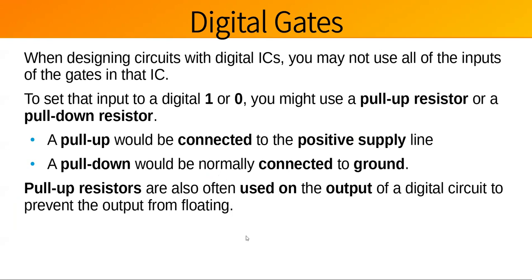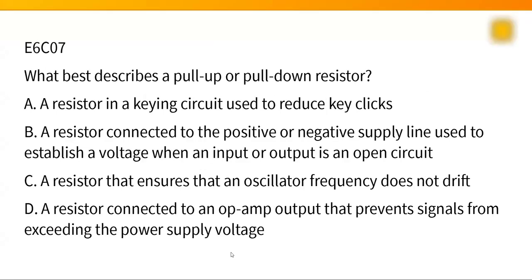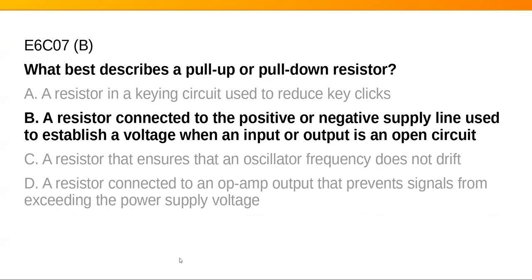If it was TTL, you'd probably pull it high, because that way it's not going to draw any current. Well, less current. So normally, if it's using a pull down, you connect to ground. If you're using a pull up, you normally connect it through a 1 or 10K resistor or something like that. You don't normally do a direct connection to VCC. So what best describes a pull up or pull down resistor? I believe it's Bravo.